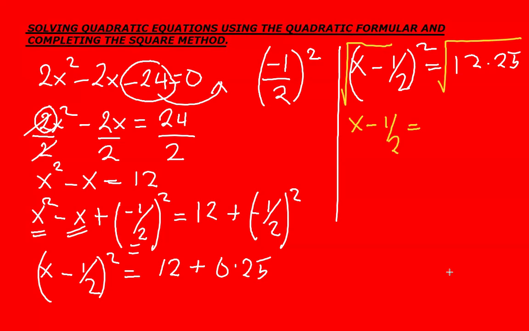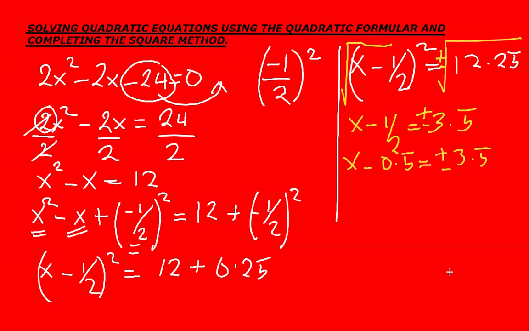12.25, the square root is 3.5. And remember, anytime you get the square root of a number, plus or minus appears. So our answer will be in 2. So you have plus or minus 3.5. So then we have x minus 0.5 is equal to plus or minus 3.5.